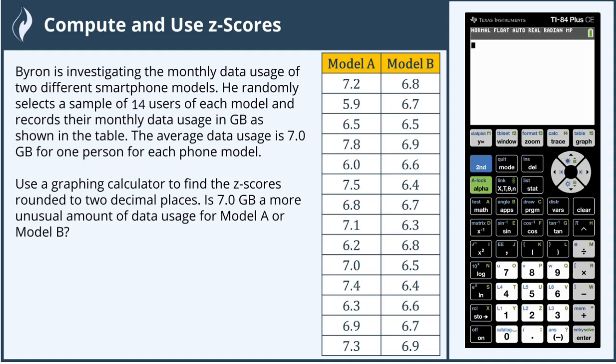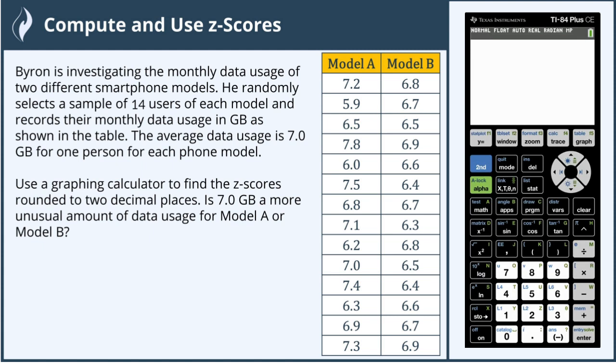Byron is investigating the monthly data usage of two different smartphone models. He randomly selects a sample of 14 users of each model and records their monthly data usage in gigabytes as shown in the table. The average data usage is 7 gigabytes for one person for each phone model. We're going to use a graphing calculator to find the z-scores rounded to 2 decimal places and use that to determine if 7 gigabytes is a more unusual amount of data for Model A or Model B.